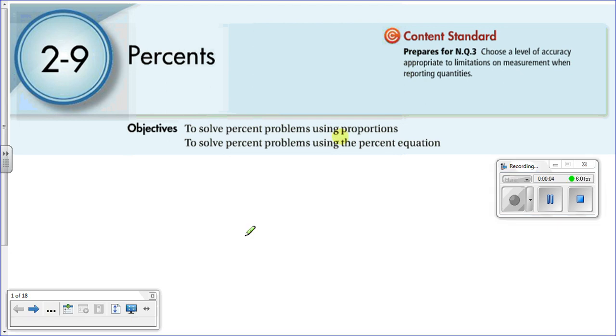Okay, this is chapter 2.9. In this section we'll be looking at solving percent problems using proportions and percent equations. And we'll show you situations on when to use one over the other.